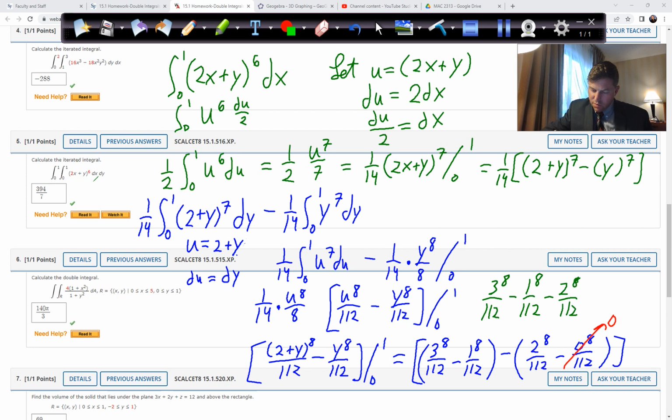I shouldn't be writing this 112 in all. I should just write one numerator over one denominator, but that's okay. If you do this, you will get 394 over 7. Just making my life harder because I'm writing more than I need to, but you'll still get the same result. Okay, and that's problem 5.